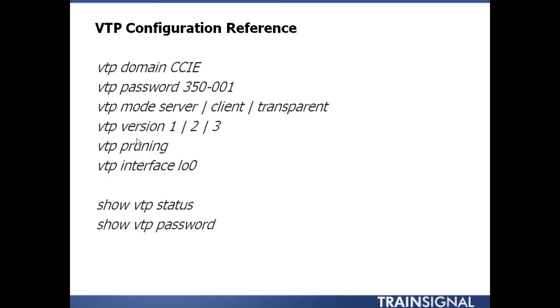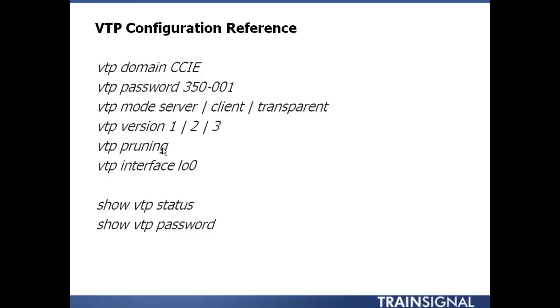We can set the interface. When we look at the status of VTP, we can tell it what interface or what IP address is going to be associated with this VTP instance. Here we're saying loopback 0. Show VTP status is really the main thing to know. And show VTP password would actually show you what password you set. Even though you may not see it in the config, if you forget what the password is, you can do a show VTP password.